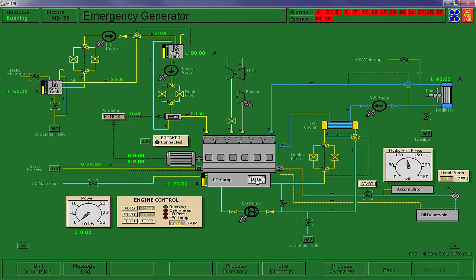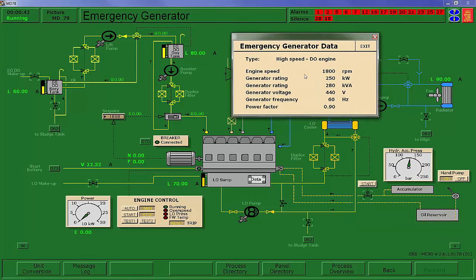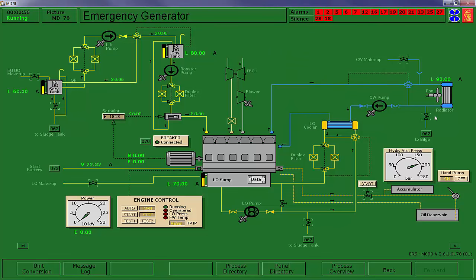Now, if I hit this data plate, you'll see that this is a high-speed diesel generator, 1800 RPM, 250 kW. It puts out 440 volts. So very similar in size to our emergency diesel on the Bear. We're above 200 bars, and I'm going to go ahead and shut that off. Now it's just charged up if I was to need it. You would have to use the hydraulic start, you'd have to manually do it using this start button to open this hydraulic solenoid valve. All right, so we're ready to go.